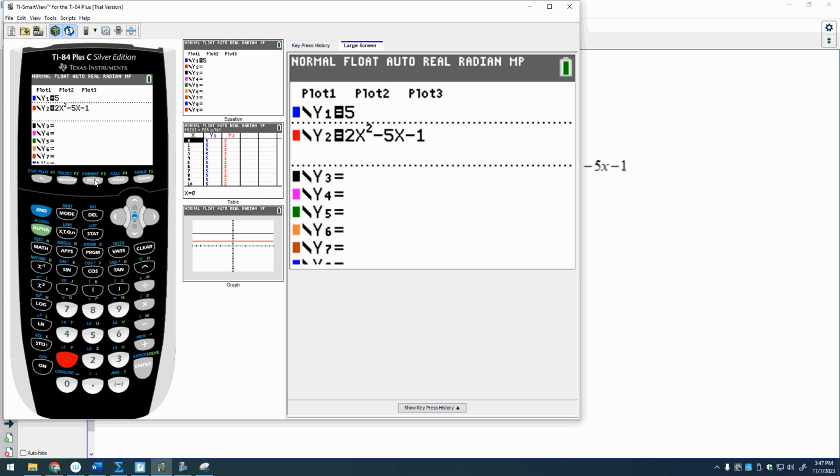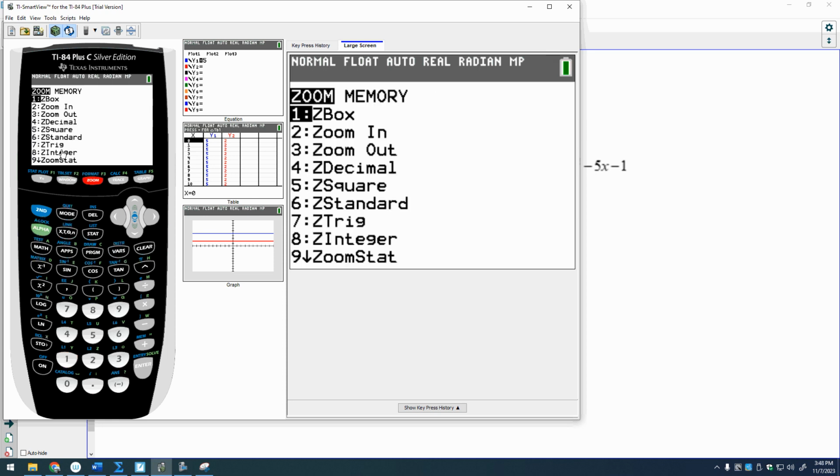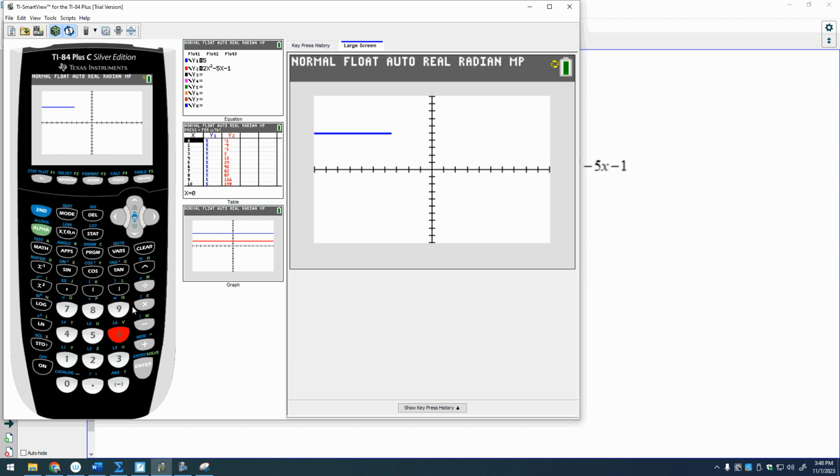Goes up here to graph. Before I do graph, I'm just going to go zoom 6. Remember 6, zoom standard? It just fixes my window from negative 10 to 10, and that's just a good place to start when I know my numbers aren't really big. My numbers are nice and decent, so I think that negative 10 to 10 is a good place to start, and it is. So I can see everything I need to see.